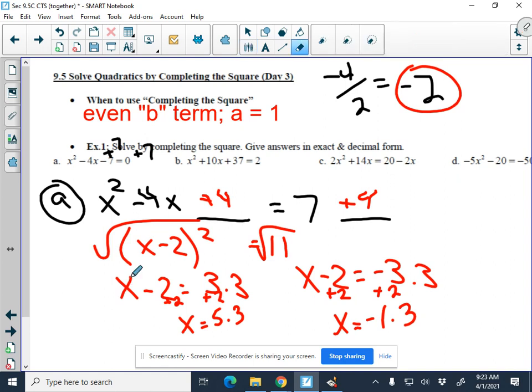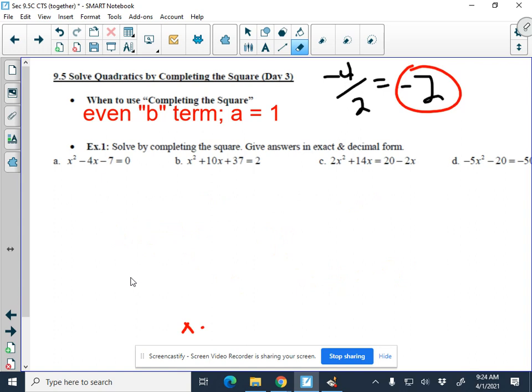But this is about completing the square. Everybody good with part A? Because I'm going to erase this one. All good? All right. So part B.